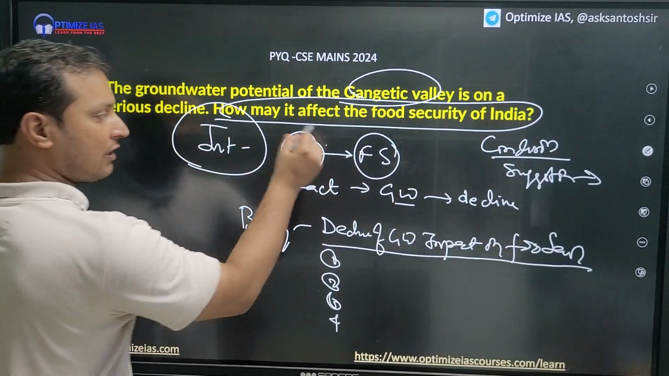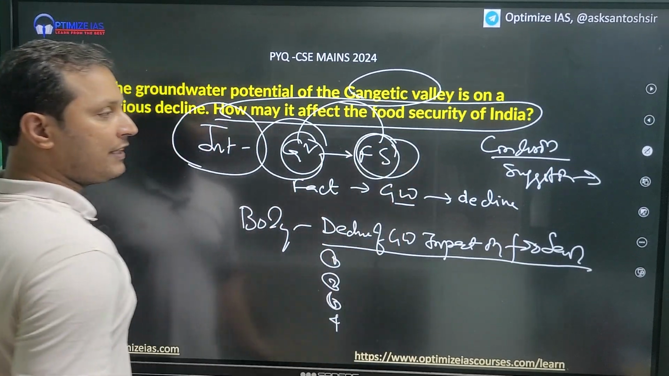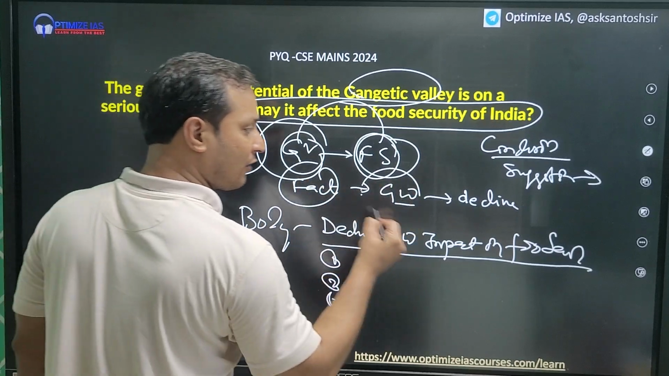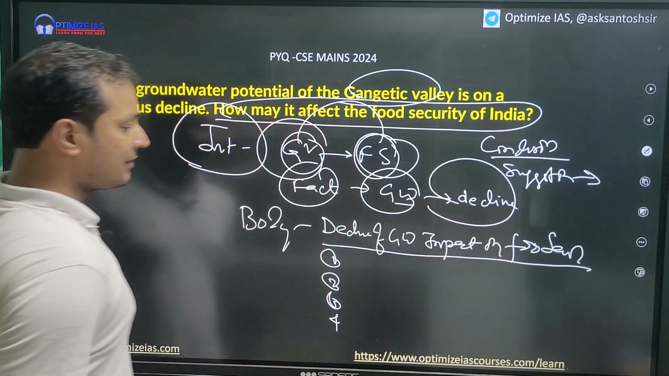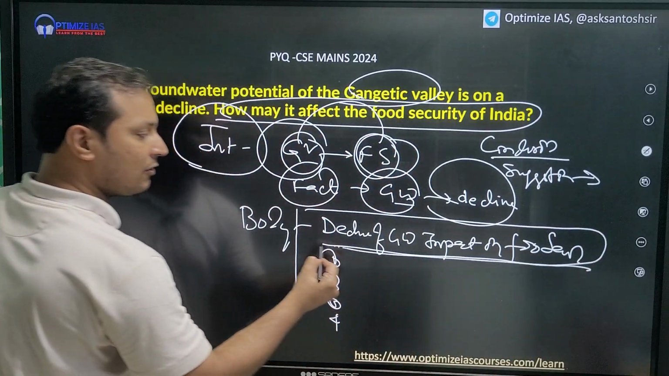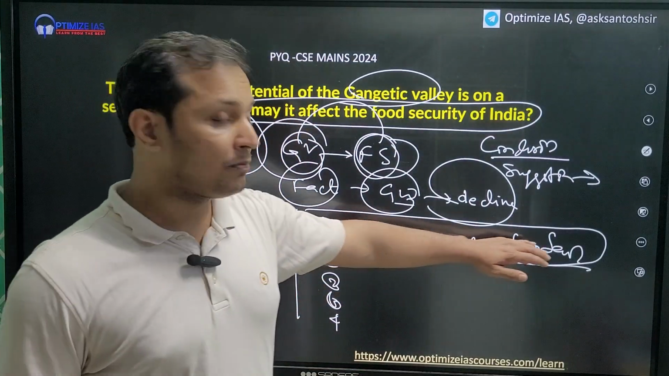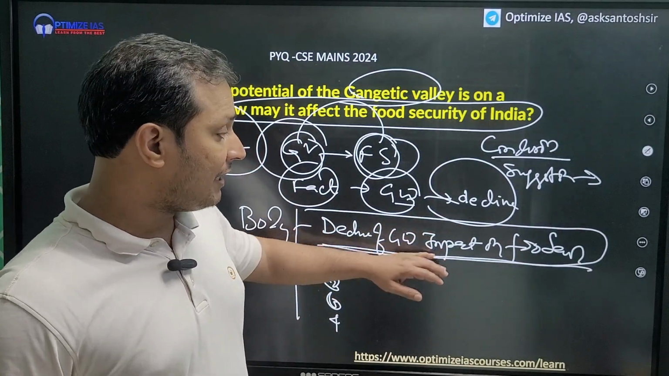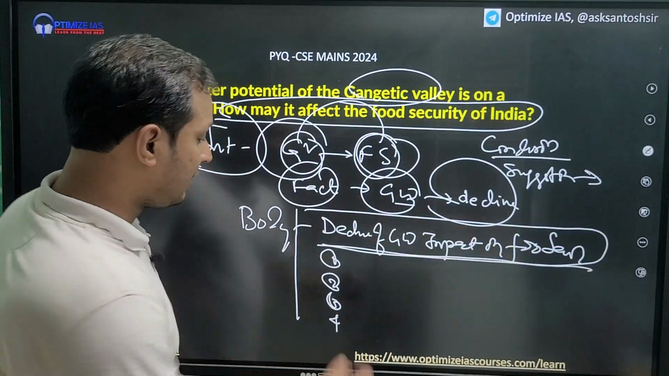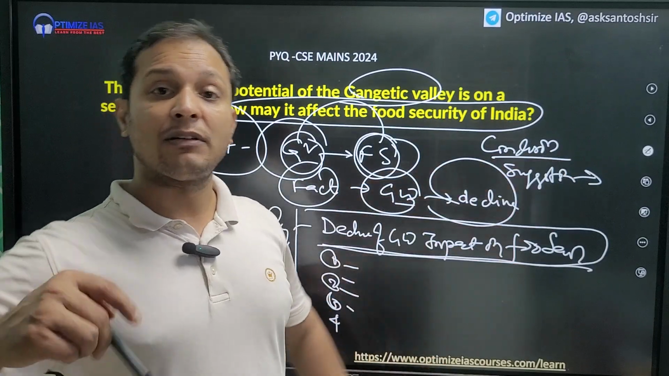Introduction: you have to link the Gangetic Valley with the food security of India, and give some facts about the groundwater decline in this region. In the body, you have to write one heading. Always write in points. Decline of groundwater in Gangetic Valley impacting the food security. 1, 2, 3, 4, 5 points. And then in the conclusion, you have to give some suggestions.